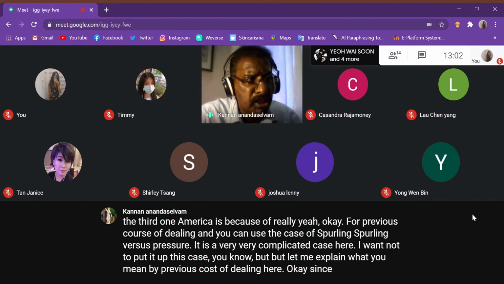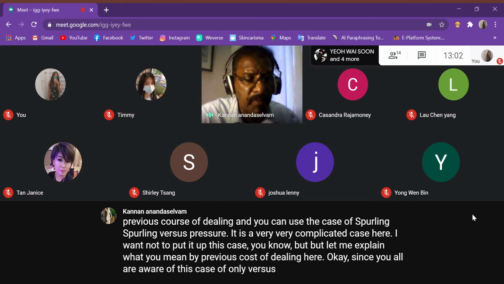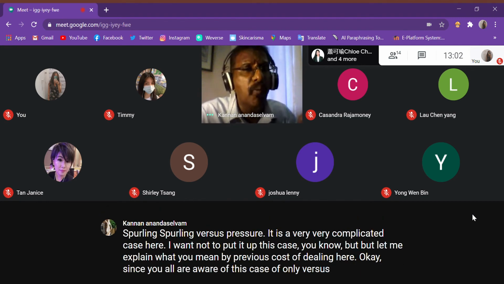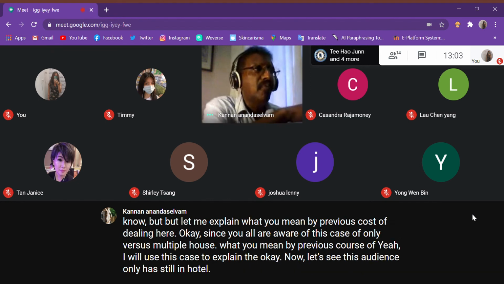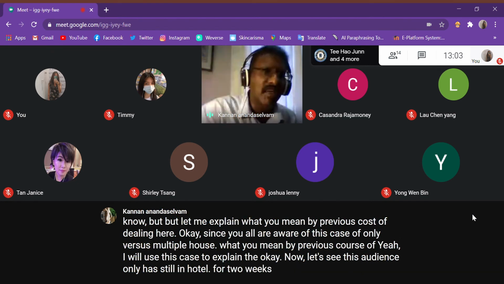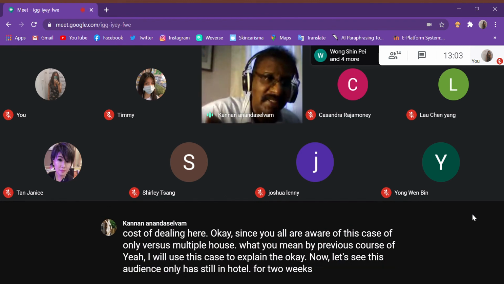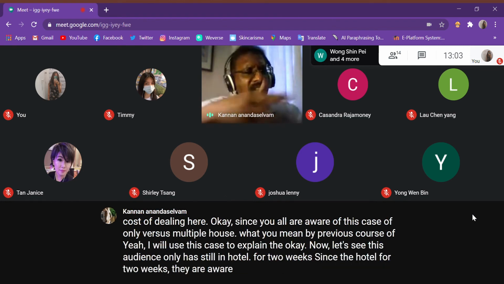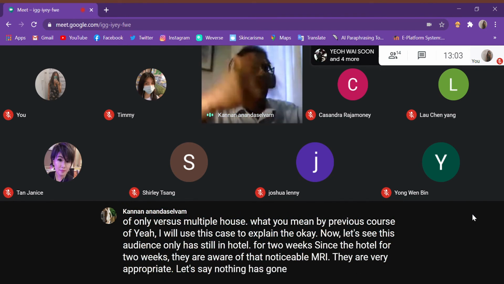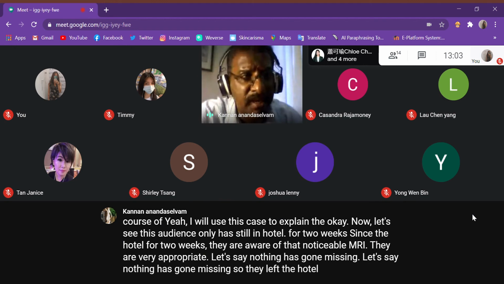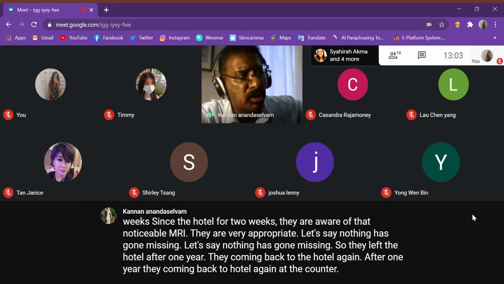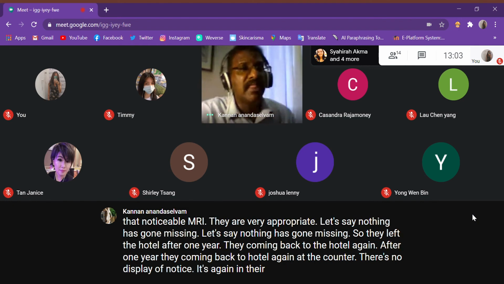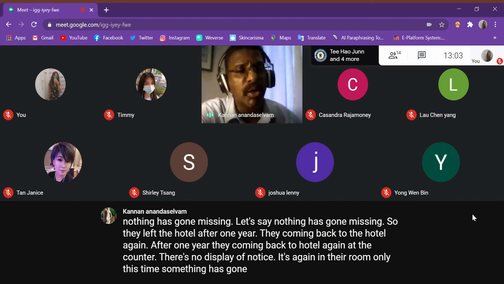Since you all are aware of the case of Oli versus Marlborough Courthouse, I will use this case to explain what you mean by previous course of dealing. Now, let's say this Oli has stayed in the hotel for 2 weeks. Since they stayed for 2 weeks, they are aware of that notice. Am I right? Let's say nothing has gone missing. So they left the hotel. After 1 year, they're coming back to the hotel again. At the counter, there's no display of notice. It's again in their room only. This time, something has gone missing. Can they sue the hotel?